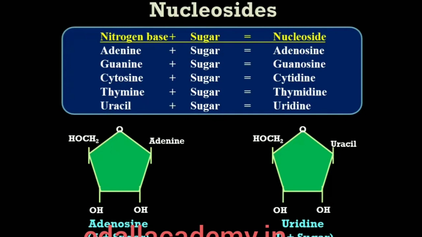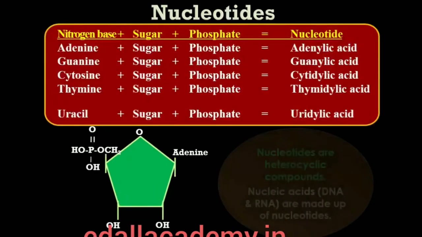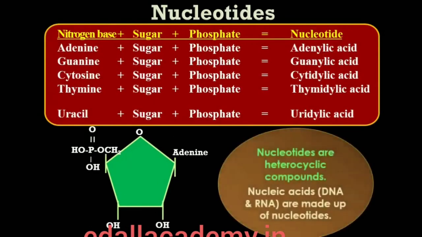Nucleosides are made up of nitrogenous base and sugar. Nitrogenous base, sugar and phosphate group together form a nucleotide. A nucleotide without phosphate group is called a nucleoside. Same like nucleosides, there are 5 types of nucleotides also given.